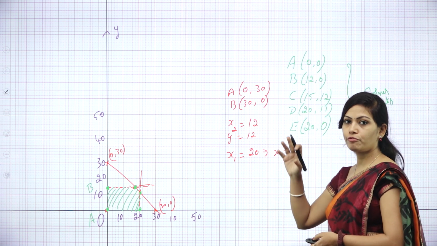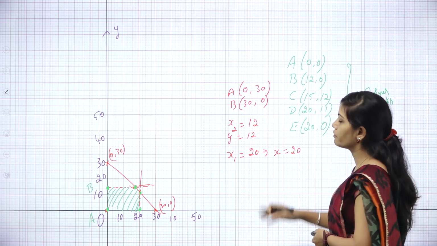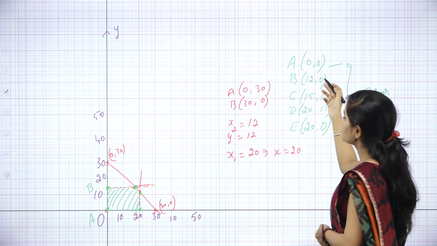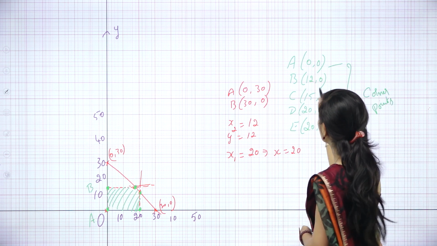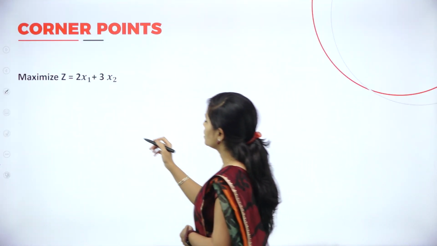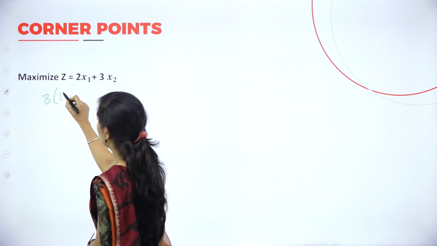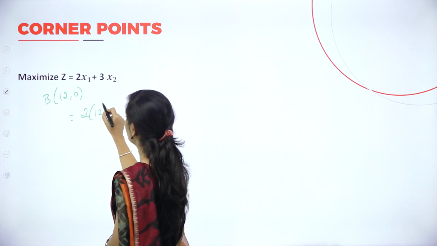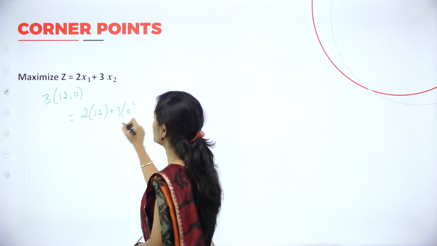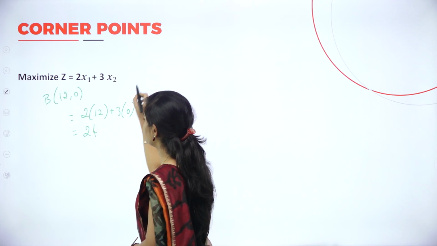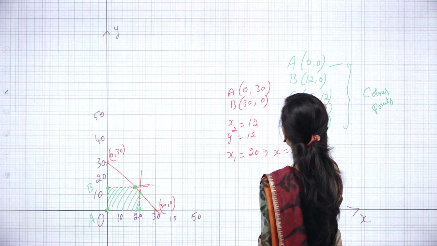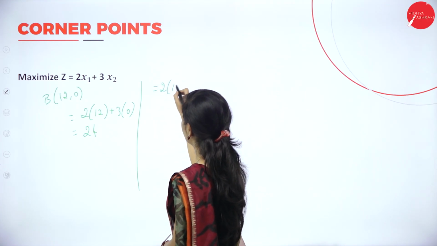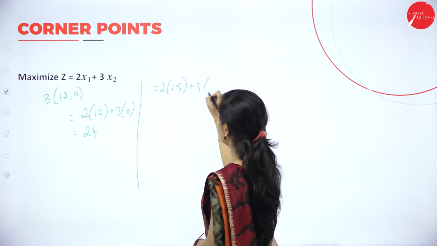So here we got 5 corner points. Using these corner points we can find the maximum value. The first corner point is 0, 0, which gives 0 only. The second point is 12, 0. Substitute the values: 2 into 12 plus 3 into 0 is 24. And the third one we have 15, 12: 2 into 15 plus 3 into 12.